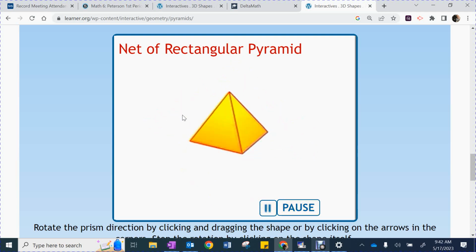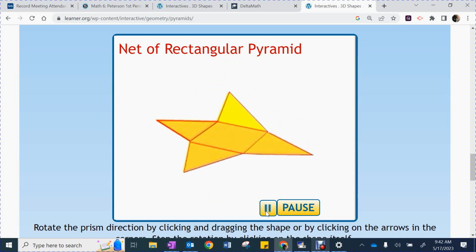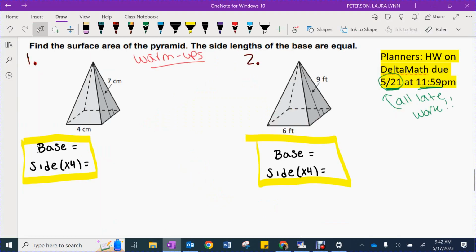Because the triangles are the same, that's why in our little formula on our warm-up page, it says side times 4. We don't want to do more work than we have to, so we're going to try and make it easier on ourselves. Let's do our first one fully together. The base, and I'm going to outline it here, is a square. That's what it says in our directions: the side lengths of the base are equal. So if this side is 4, this side is 4. My base is just 4 times 4, which equals 16.